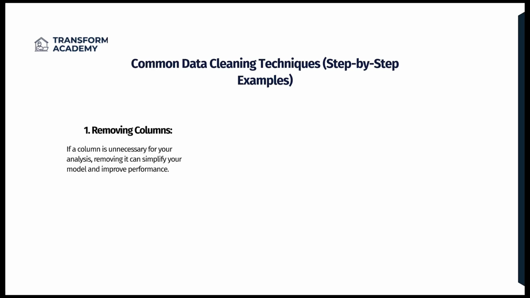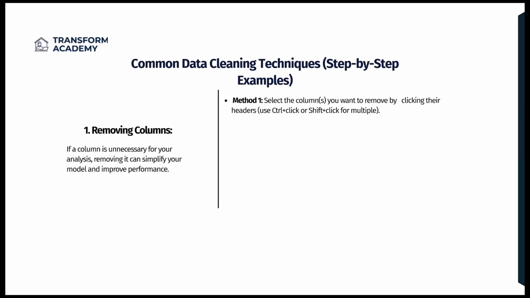Removing columns. If a column is unnecessary for your analysis, removing it can simplify your model and improve performance. Method 1. Select the columns you want to remove by clicking their headers. Use Ctrl or Shift for multiple. Right-click on one of the selected headers and choose Remove. Method 2. Select the column, go to the Home tab on the ribbon, and click the Remove Columns button.